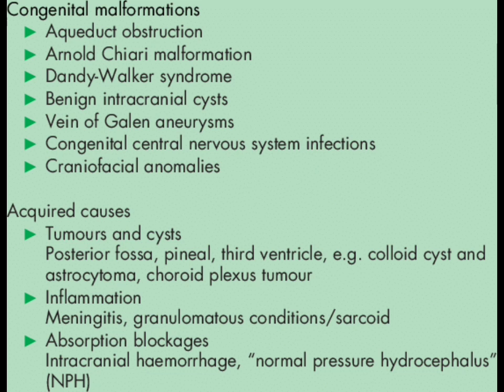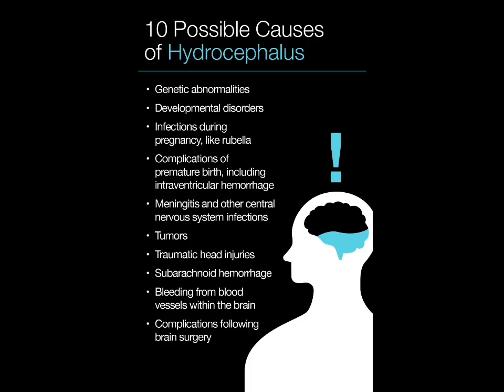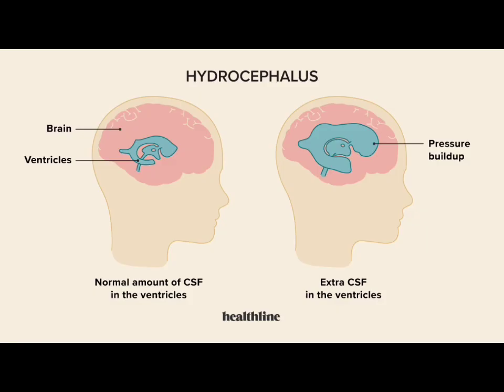CSF production. Hemorrhage. Bleeding within the brain, whether from an intracranial hemorrhage or vascular abnormalities, can interfere with the absorption or circulation of CSF. Tumors. Brain tumors, whether benign or malignant, can obstruct CSF flow by compressing ventricles or blocking passages. Inflammatory disorders. Conditions like autoimmune diseases or granulomatous diseases can affect CSF flow and absorption through inflammation.